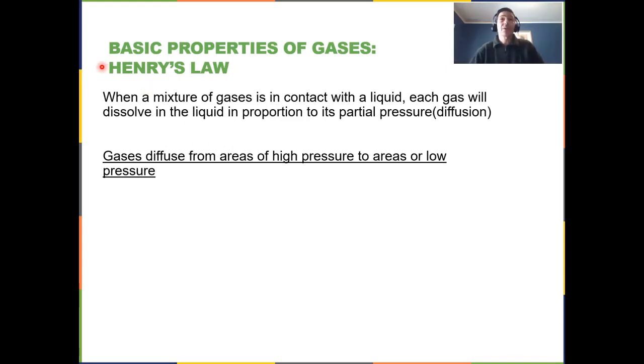All right, Henry, this is another person whose name we don't care about, but what Henry's law basically says is that when two phases come into contact with each other, like air and your bloodstream, gases are going to diffuse from areas of high pressure to areas of low pressure. So again, pressure equals concentration, and gases diffuse into and out of your bloodstream according to their partial pressure gradient, just like solutes in solutions diffuse into or out of your cells according to their concentration gradients.